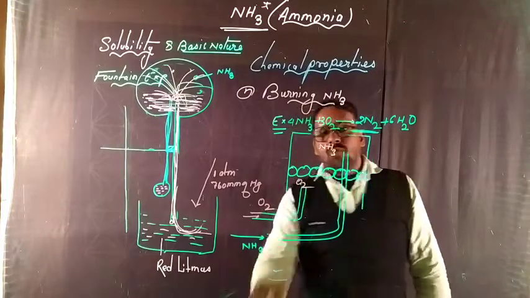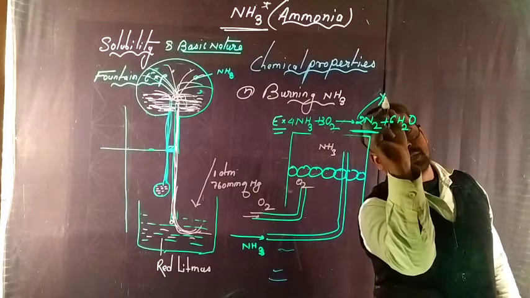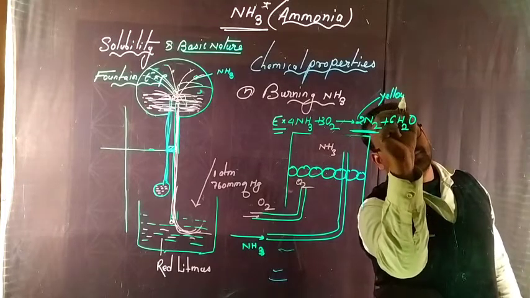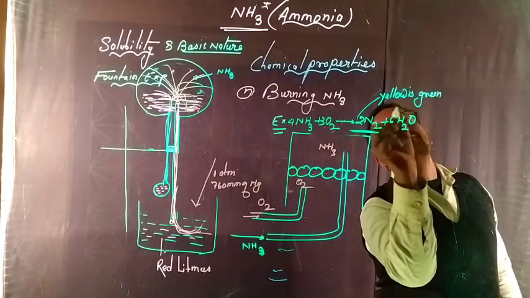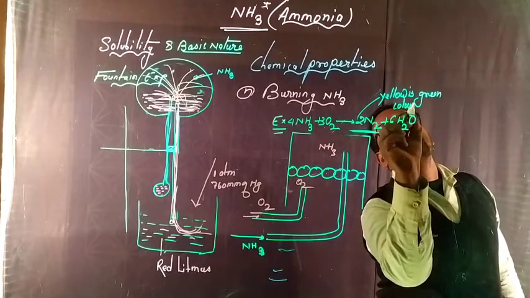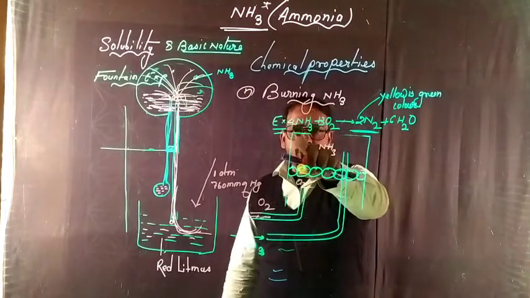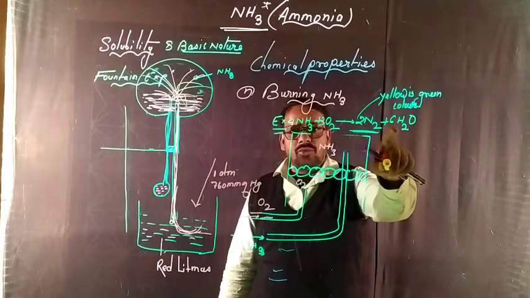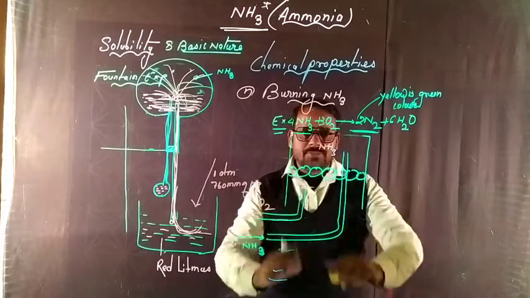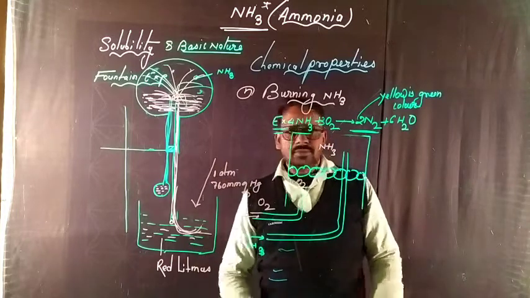And you know what color you will observe? You will observe a yellowish green color. Yellowish green color means burning of ammonia. In the presence of oxygen, you will get nitrogen gas and water molecule. And this is one experiment. We have also another experiment.